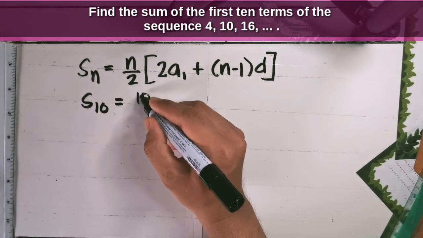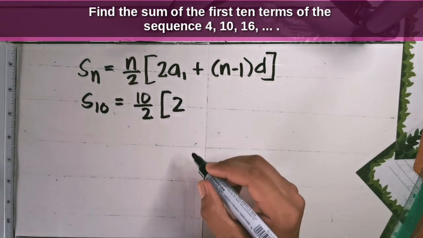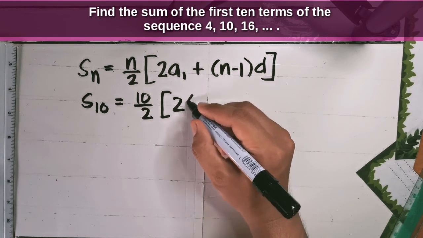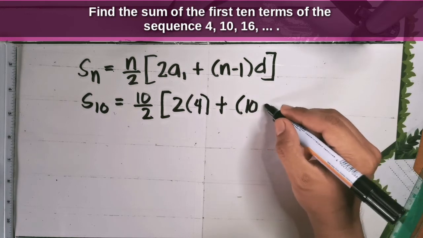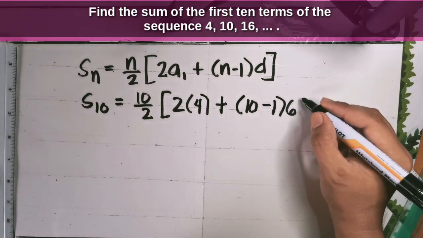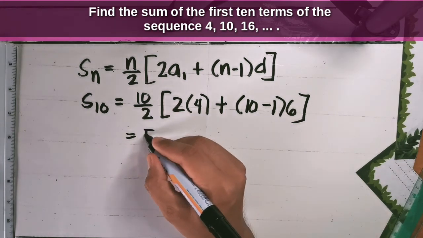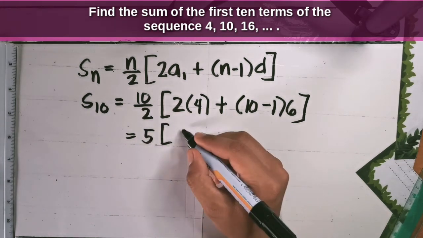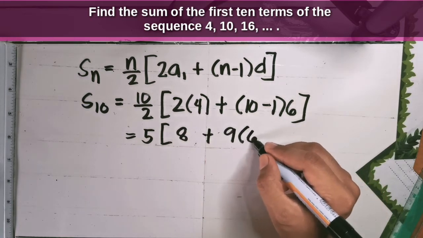So, n is 10 over 2 times 2 times our first term, which is equal to 4, plus 10 minus 1, and our common difference, so from 4 naging 10, then naging 16, so nag-a-add tayo ng 6. Okay, 10 divided by 2, that is equal to 5, times 2 times 4 is 8, plus 10 minus 1 is 9 times 6.